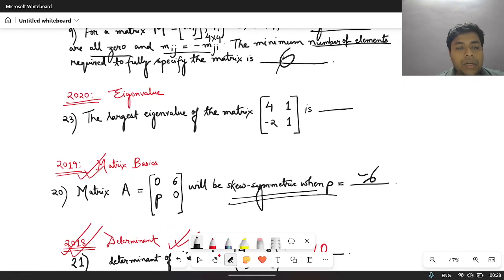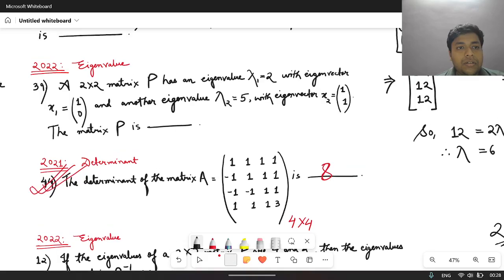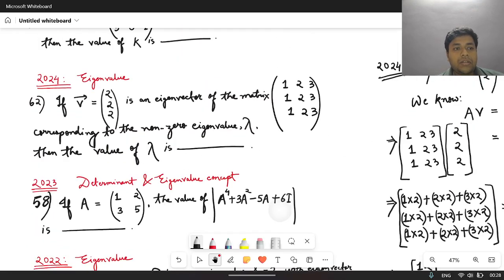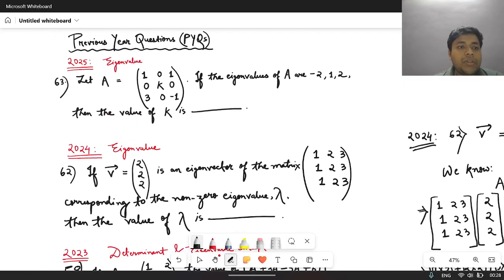Okay, let's look at this. Question number 63 has come in 2025. There's a matrix given, a 3 cross 3 matrix. The eigenvalues are given as -2, 1 and 2. We are asked to find the value of k.